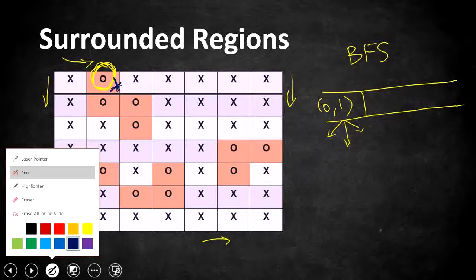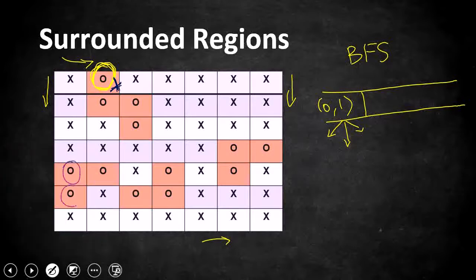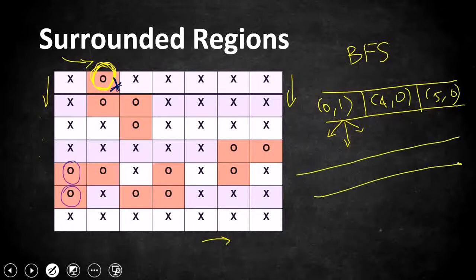In the first column, we have two O's. So we are going to add these coordinates to our queue. The coordinates are going to be 4, 0 and 5, 0. Similarly, in the rightmost column we have one O, which is on the third row. So 3 comma 7 will be added. In the last row we don't have any O's, so we are leaving it.